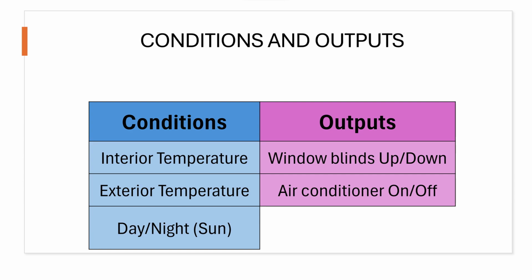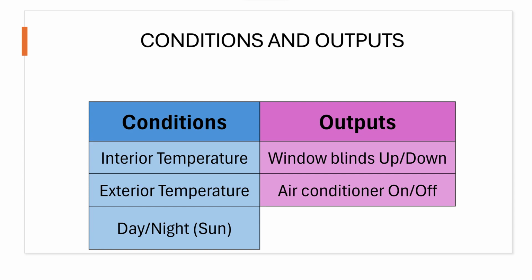My conditions for this exercise are interior temperature, exterior temperature, and day-night situation. Day and night represent whether there is sunlight outside or not. Don't forget you are allowed to use these conditions and come up with your own. What's important is to use data.